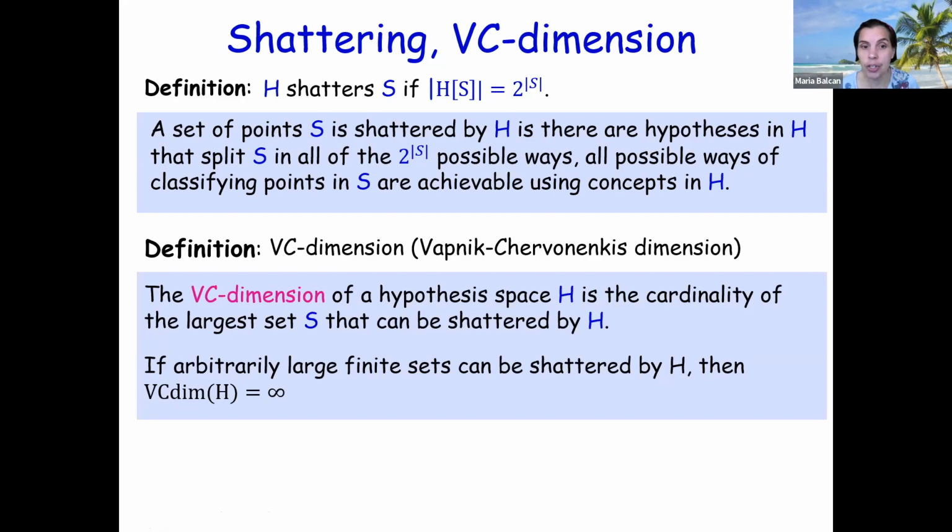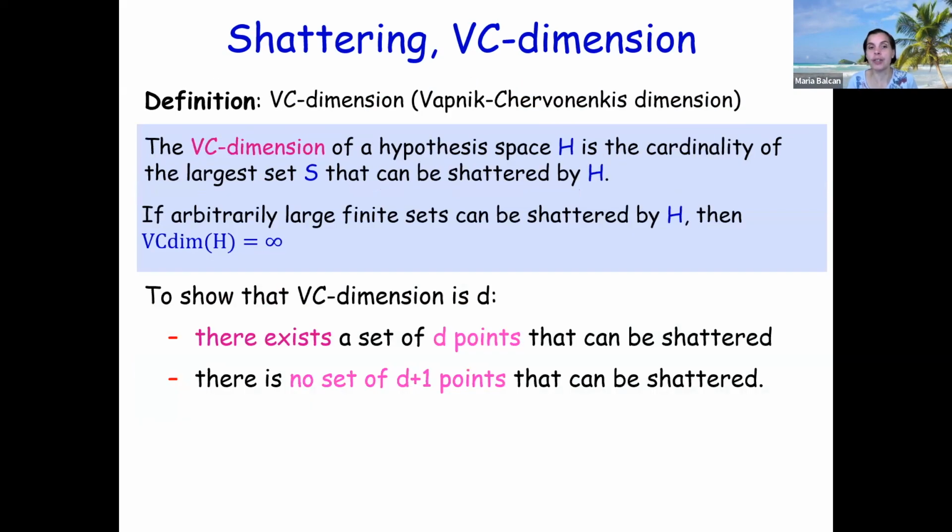And what is the VC dimension of hypothesis space H? It's just the cardinality of the largest set S that can be shattered by H. If arbitrarily large finite sets can be shattered by H, then the VC dimension of H is infinite. Again, the VC dimension of hypothesis space H is just the cardinality of the largest set S that can be shattered by H.